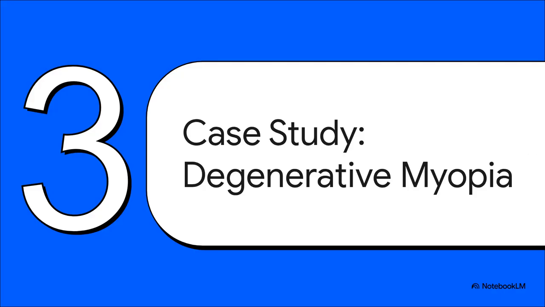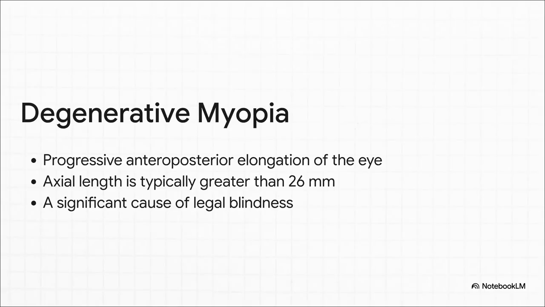Now, to really understand just how big of a deal this mismatch can be, let's look at a pretty extreme and serious example. Let's talk about degenerative myopia. Now, we're not just talking about needing a stronger pair of glasses here. Degenerative myopia is a progressive condition where the eyeball literally stretches and gets longer from front to back. When you see an axial length greater than 26 millimeters, well, that's a huge deviation, and the consequences are so severe that this is actually a major cause of legal blindness.